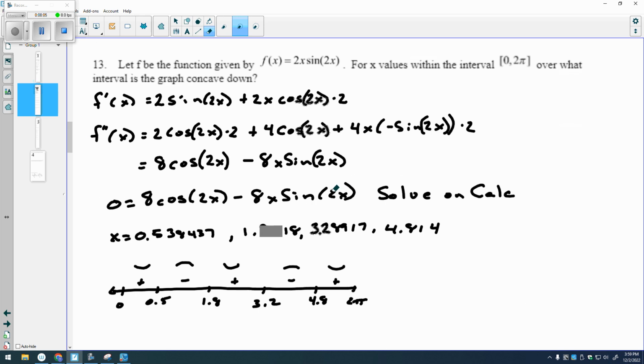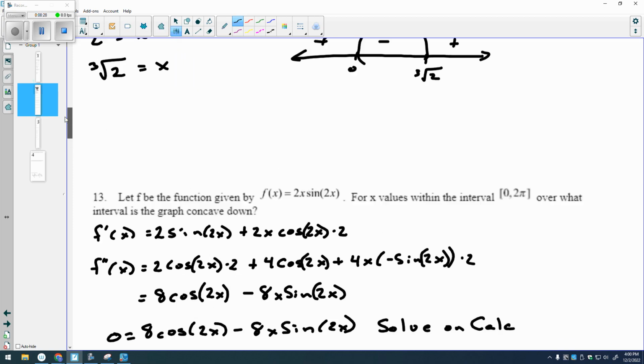13. All right, let f be some function given by this equation. So now we're looking at the function, not the derivative. So be careful. Looking at the interval from 0 to 2 pi. Where's my graph concave down? Concave down. Second derivative less than 0.